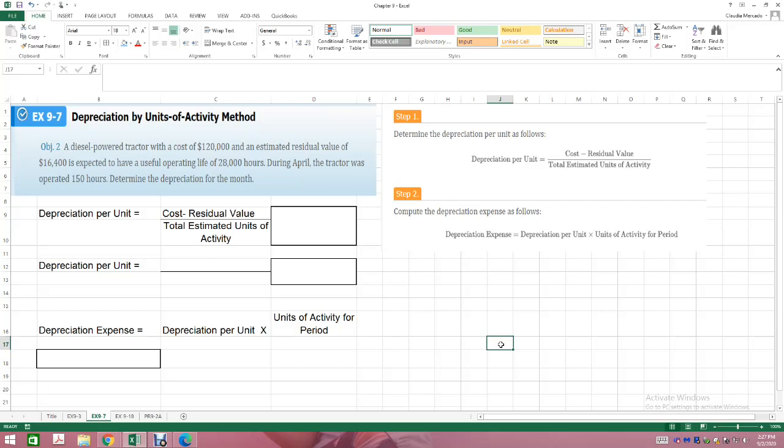During April, the tractor was operated 150 hours. They're asking us to determine the depreciation for the month. So when we're doing the depreciation by units of activity method, the first thing we need to calculate is the depreciation per unit. The depreciation per unit is your cost minus your residual value over your total estimated units of activity.